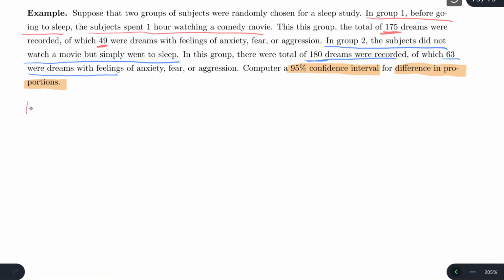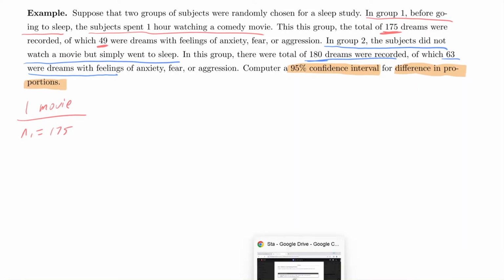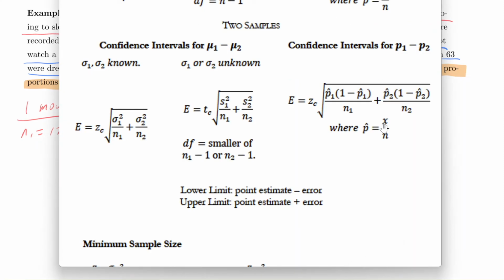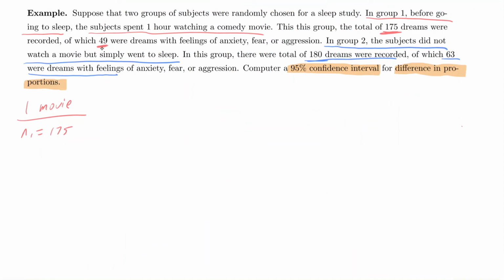So group one, movie. They watched the comedy movie. Well, the sample size was 175. And here, if you go to the formula again, this x is referring to, in this case, 49, because we're comparing proportionally the people who had dreams about feelings of anxiety, fear, or aggression, right? So x1 here is referring to 49.